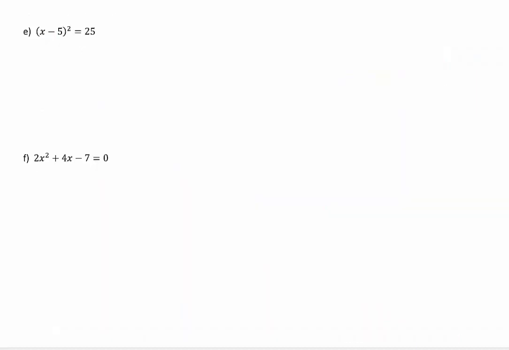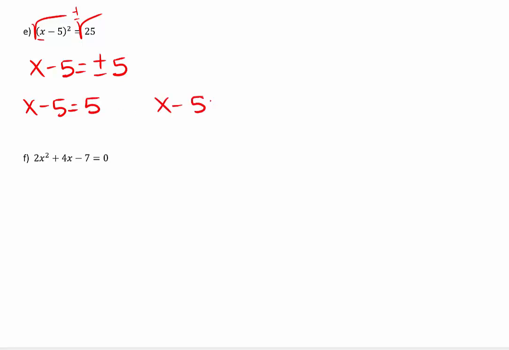All right, 2 more examples. I always ask myself first, can I use the square root method? Well, yes, there's only one x in the problem. So I'm going to take the square root of both sides. Don't forget the plus or minus. That gives me x minus 5 equals plus or minus 5. So x minus 5 equals 5, or x minus 5 equals negative 5. If I add the 5, I get x equals 10, or x equals 0.